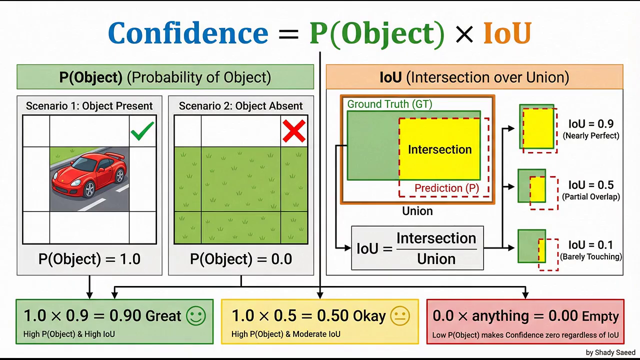The confidence score is not just yes or no. It encodes 2 things multiplied together: the probability that any object exists in the box, and the intersection over union between the predicted box and the ground truth. Empty box means confidence 0. Perfect box wrapping an object means confidence near 1. This elegant formulation rewards both finding objects and localizing them precisely.